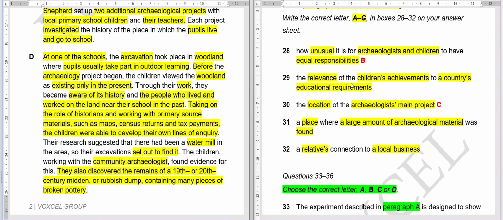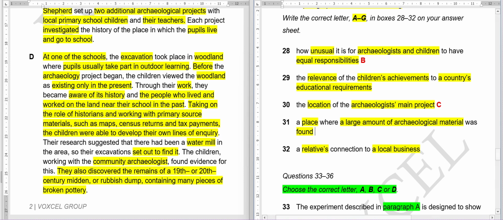Okay, time's up. So let's read the questions and see if there is any answer here or not. 29th. Is there any mention of children's achievement related to educational requirements? They have to do this because of their syllabus or something like that, and the relevance between these two things? No. So this can be our answer. 31. A place where a large amount of archaeological material was found. Is there any mention of that?